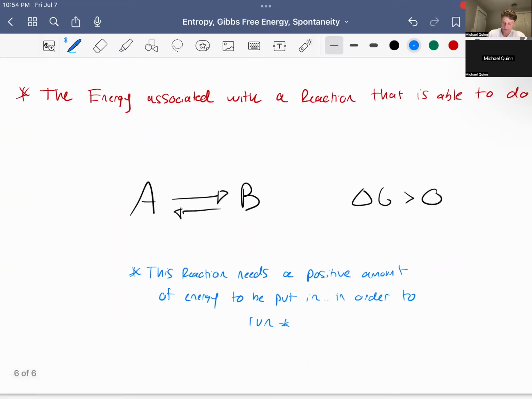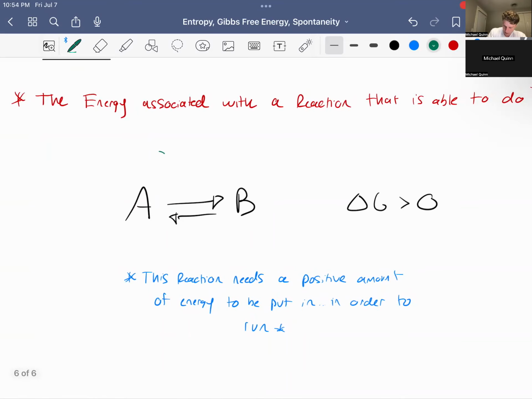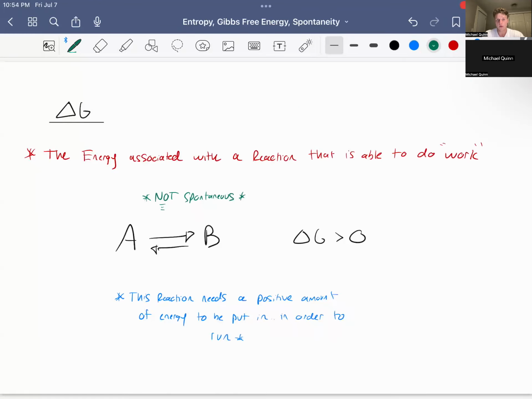So what we can say is that this reaction is not spontaneous. Essentially, when the Gibbs free energy value for a reaction, or the delta G for that reaction, is greater than 0, that indicates that this is a non-spontaneous reaction because we need to put in that amount of energy to do work for this reaction in order for it to run.